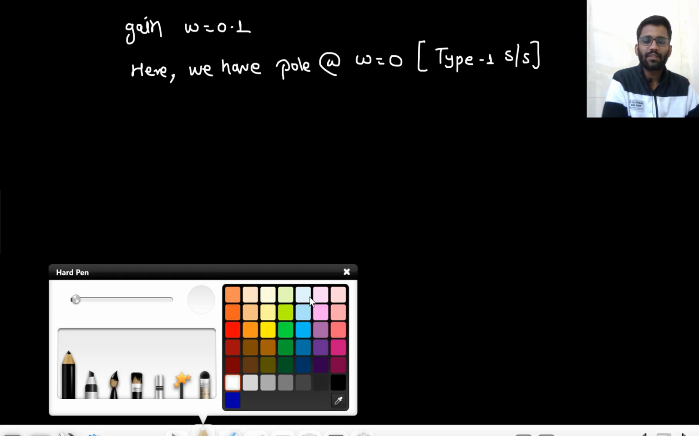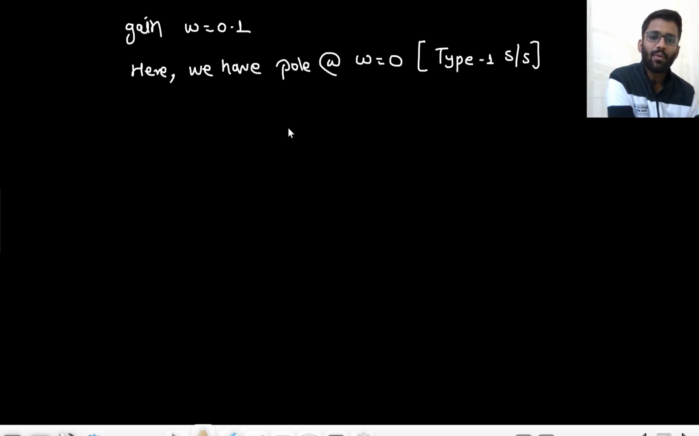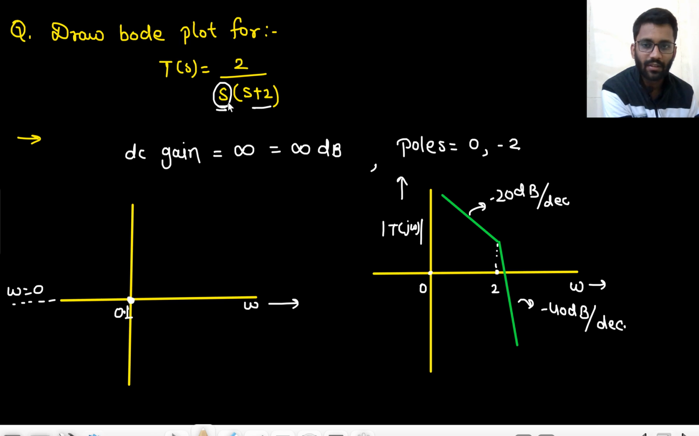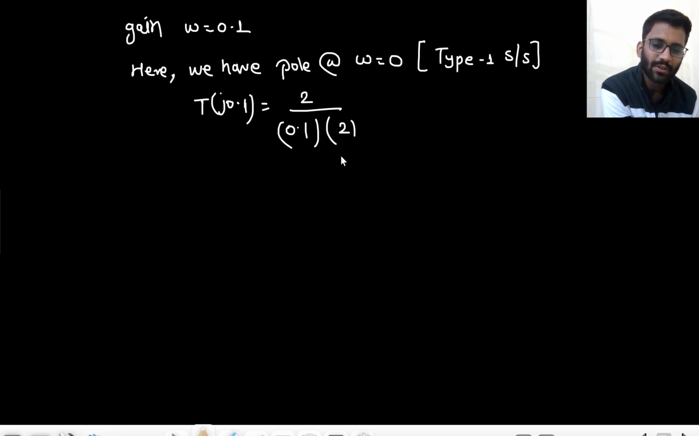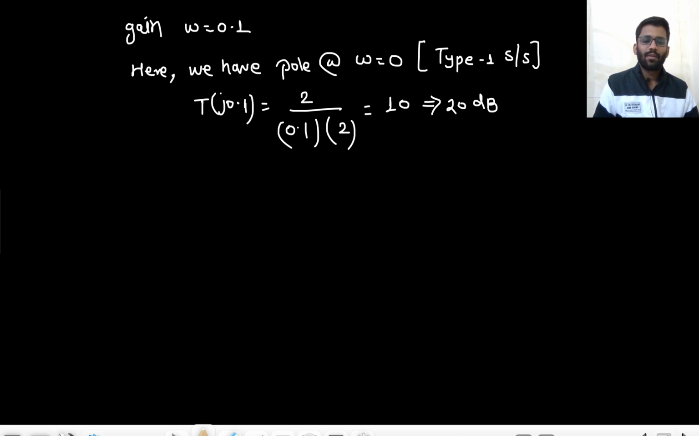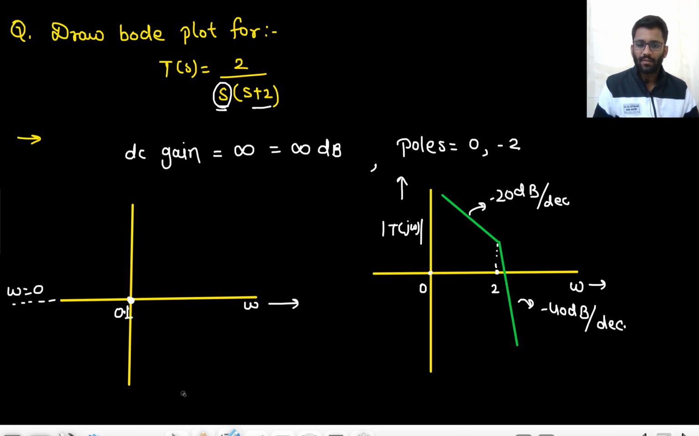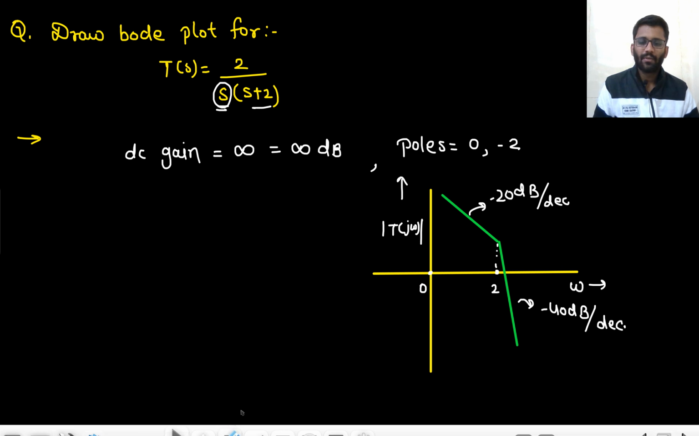So in these kind of systems, put all s equals to 0, but not this one. So my T of j 0.1 would be 2 upon 0.1, and that s would be equal to 0, so it would be 10. That means 20 dB. So how will I draw it? On the next page only I will draw.